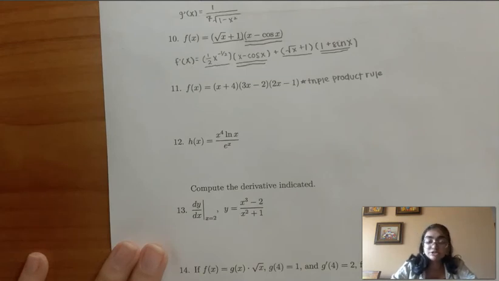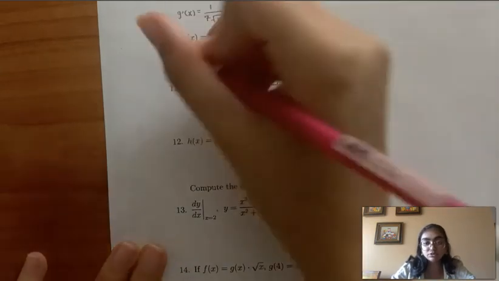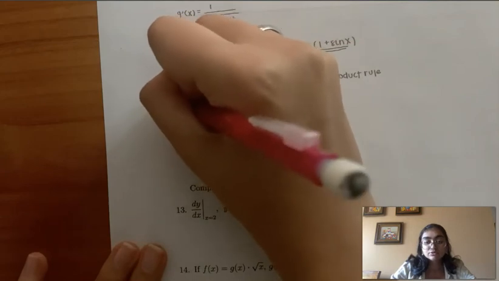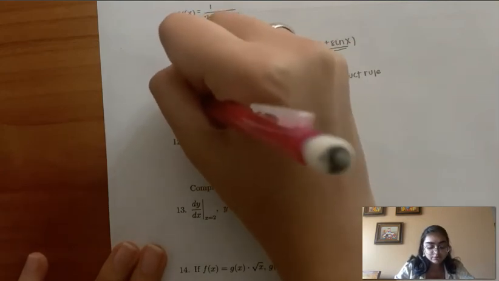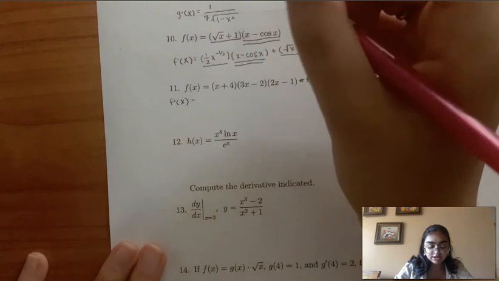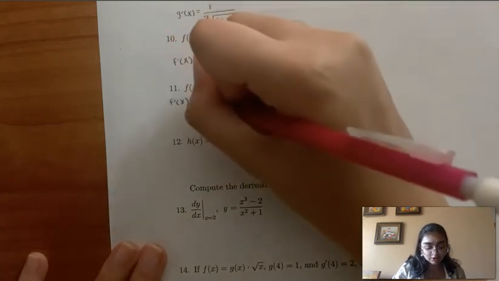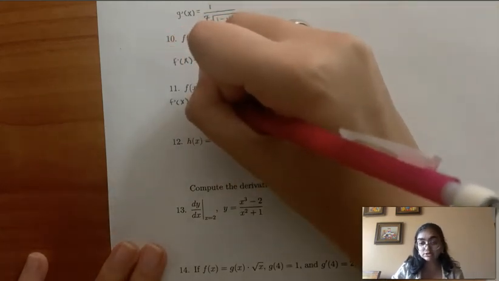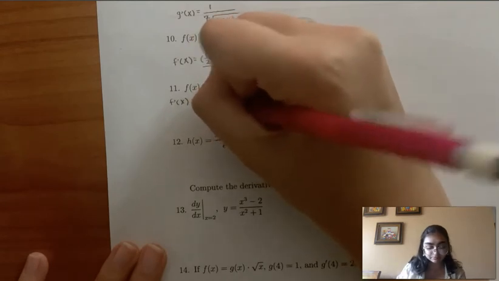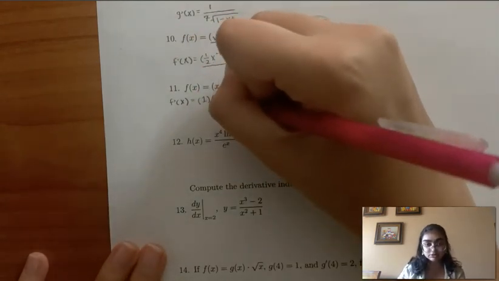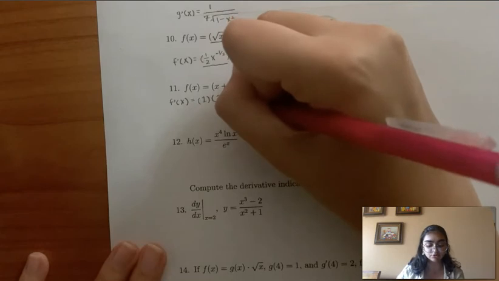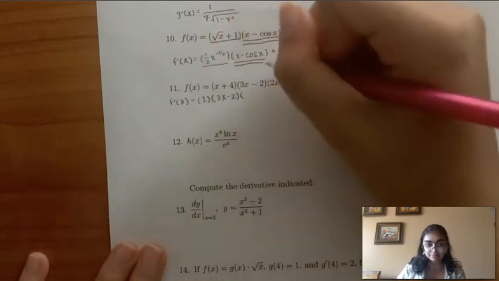So we'll say that x plus 4 is the first component, 3x minus 2 is the second, and 2x minus 1 is the third. To find the derivative of f of x in this problem, we're going to take the derivative of the first part, so we get 1 because that's the derivative of x plus 4, and then we keep the second and third parts the same. So we keep 3x minus 2 and 2x minus 1 the same.